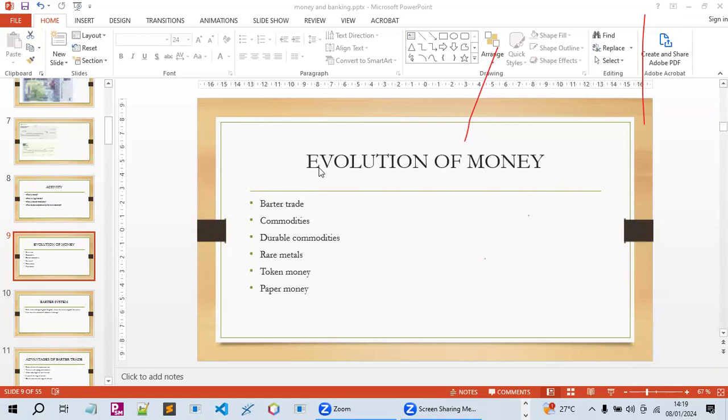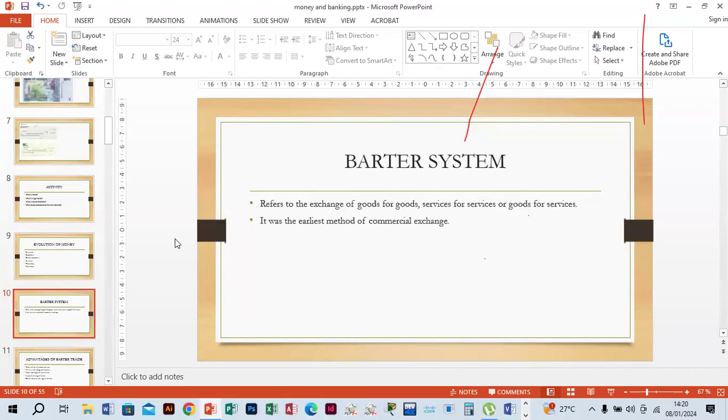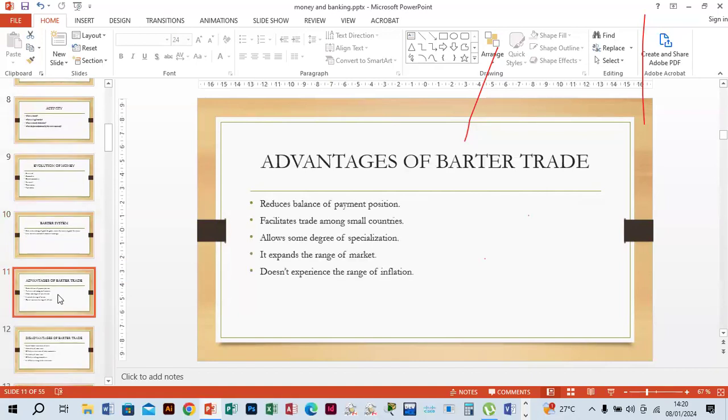And for its success, there had to be a double coincidence of wants. What do I mean by that? For instance, for someone to exchange with another person, you must have what they want and they should also have what you want. And barter trade had its advantages and its disadvantages. Let's look at the advantages of barter trade.